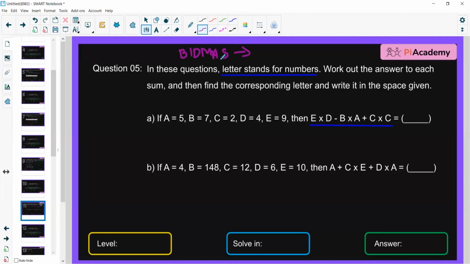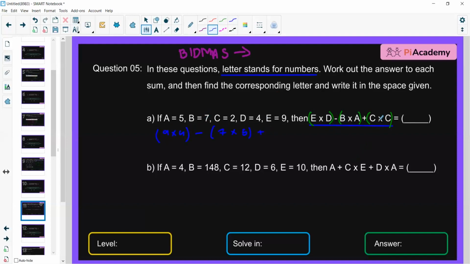So what are the operations we have over here? We have multiplication, subtraction, again multiplication, addition, and subtraction. What will we perform first? Following BODMAS, M comes first, so we'll do multiplication: E times D, take away B times A, added to C times C. Let me work out E times D, which is 9 times 4. Let me write it in brackets. Take away B times A. What is B times A? B times A is 7 times 5.